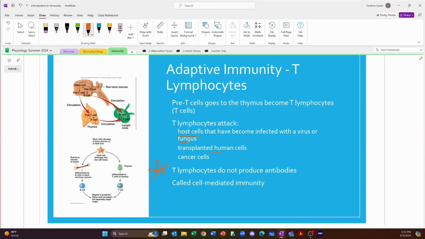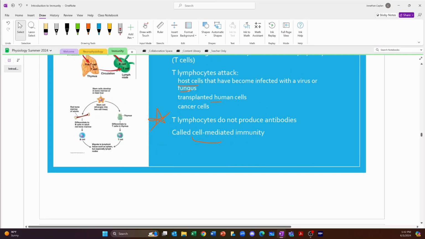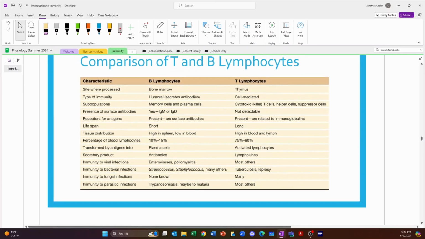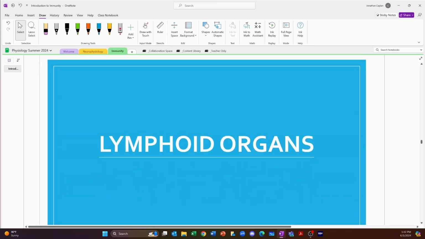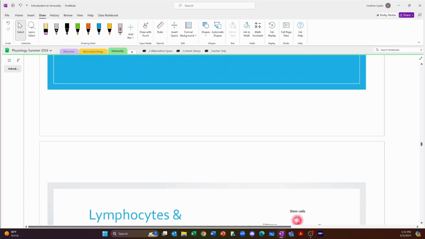T lymphocytes don't produce antibodies. It's called cell-mediated immunity. So T cells are cell-mediated. What does that mean? I think it's the next slide. We have two different types. Okay, this is a comparison, just like a summary slide. Read that on your own.